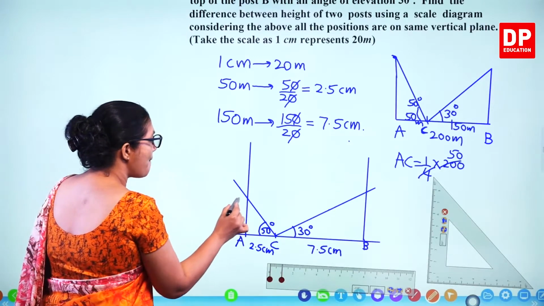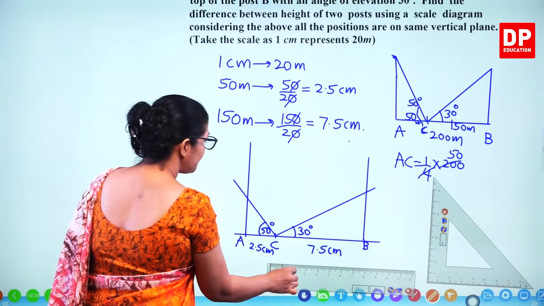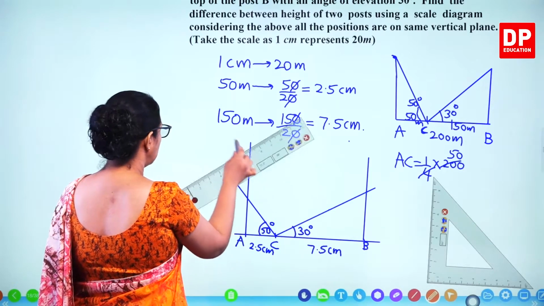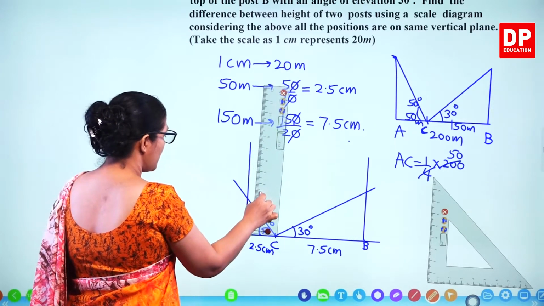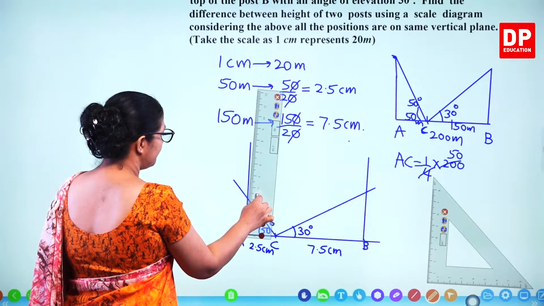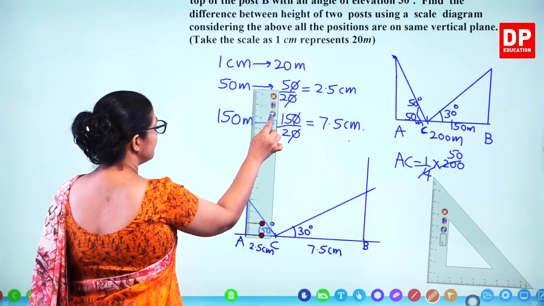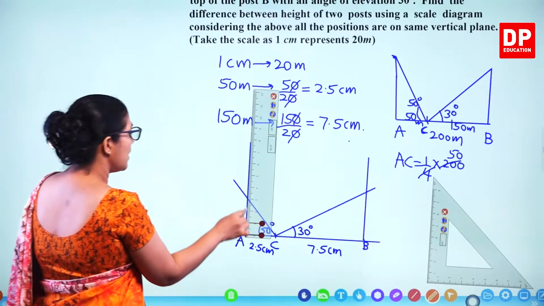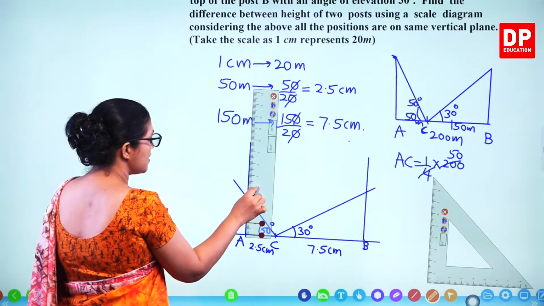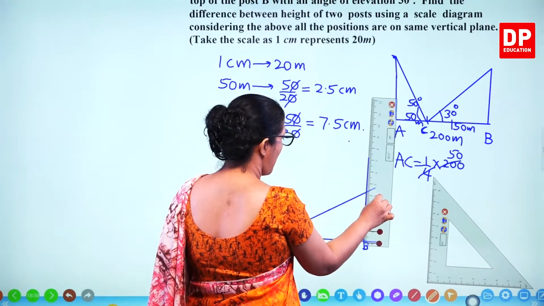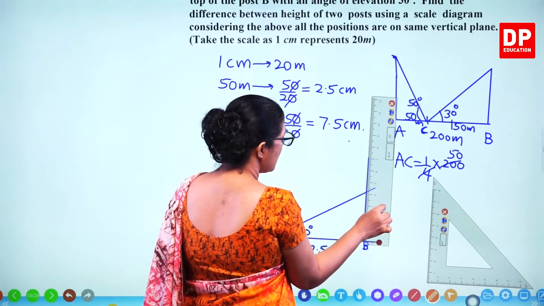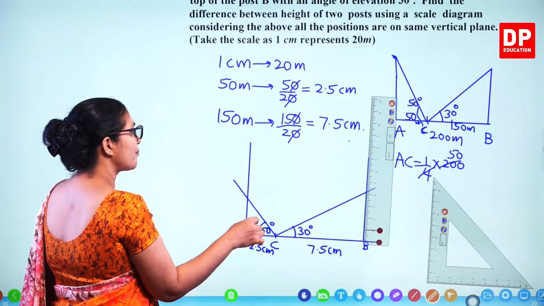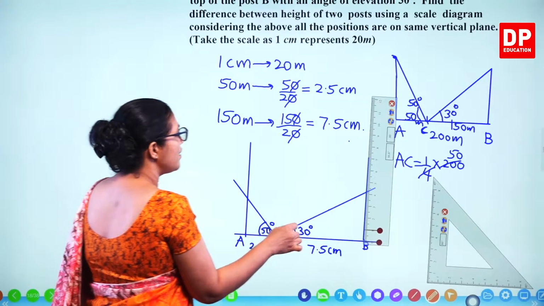Now we can measure the heights. So we can take the ruler and measure from here to here. Here, 3 centimeters is one height, and the other one is 4.2. 4.2 and 3.